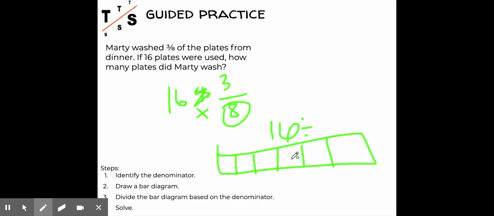1, 2, 3, 4, 5, 6, 7. I think I need to add one more here. 16 divided by 8 is 2. So 2, 4, 6, 8, 10, 12, 14, 16.